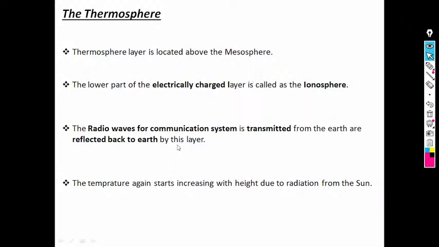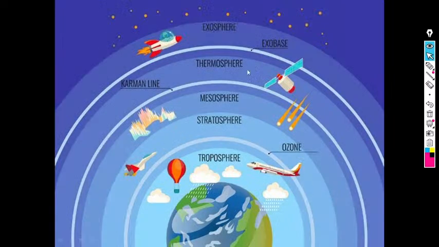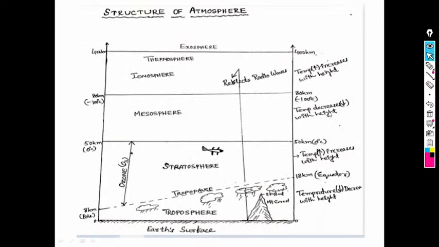So that is why we say that radio waves, the communication system, is transmitted from the earth and reflected by this layer. Then the temperature again starts increasing with height due to radiation from the sun. Temperature increases with height, then decreases, then increases, then decreases. It is by the rate of increase or decrease.